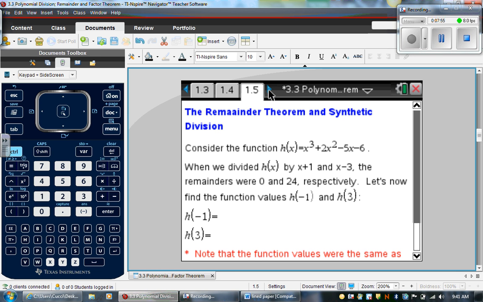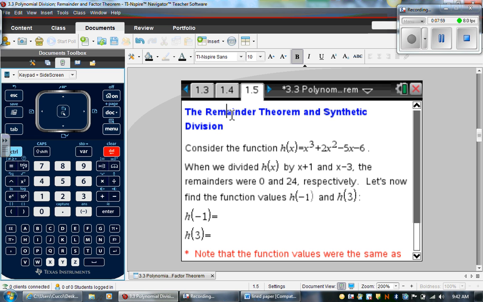So, let's talk about the remainder theorem and synthetic division. So let's consider the function h of x equals x cubed plus 2x squared minus 5x minus 6. When we divide h of x by x plus 1 and x minus 3, the remainders were 0 and 30, respectively. Let's now find the function values for h of negative 1 and h of 3.